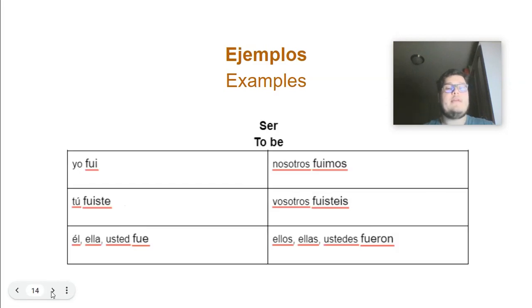And then we have a particular case that is the verb ser, that it means to be, and we conjugate it like the verb ir, to go. So the verb ir and ser both are conjugated in the same way. So we are going to say the same. Yo fui, tú fuiste, él, ella, usted fue, nosotros fuimos, vosotros fuisteis, ellos, ellas, ustedes fueron. As you can see, they are the same.